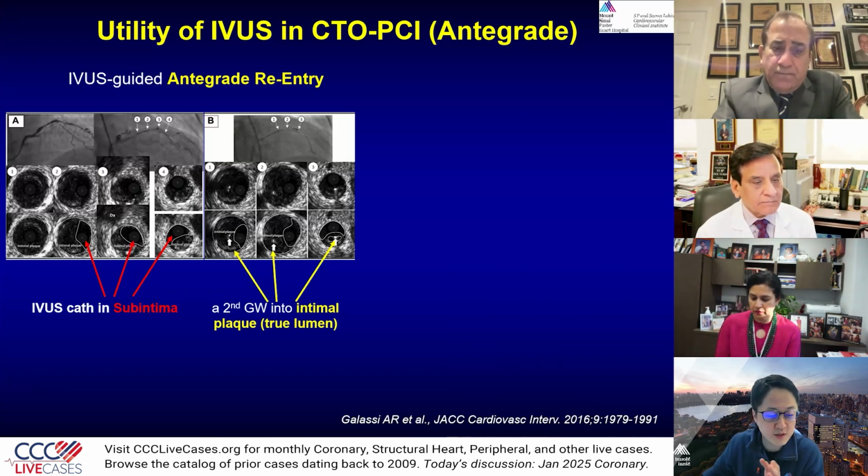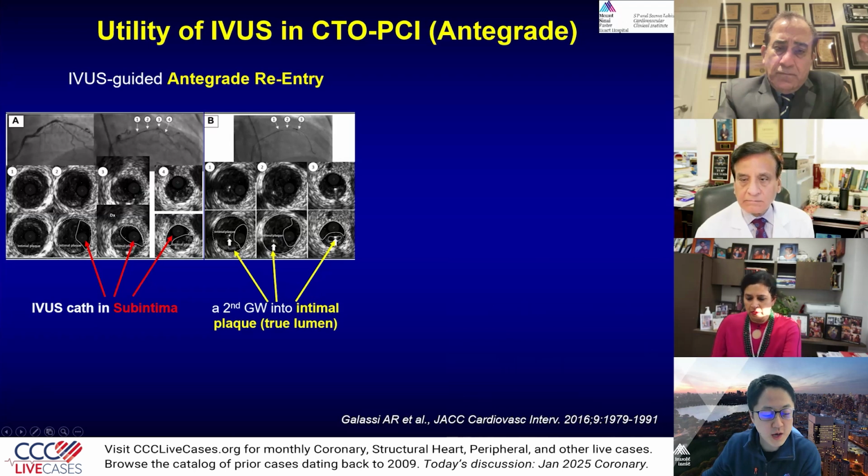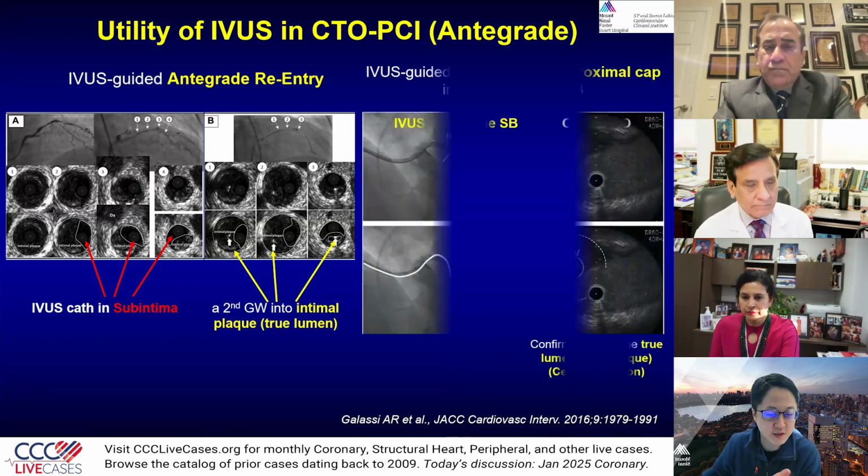It means the IVUS catheter is in the subintimal. We put that IVUS catheter in the subintimal and go live, and we try another wire to see if the second wire is going to be in the true lumen. Then this yellow line, as Dr. Kinney pointed out, there is an intraplaque. So it means the true lumen. Then we can go for the procedure in that true lumen with IVUS. So that's how antegrade re-entry works.